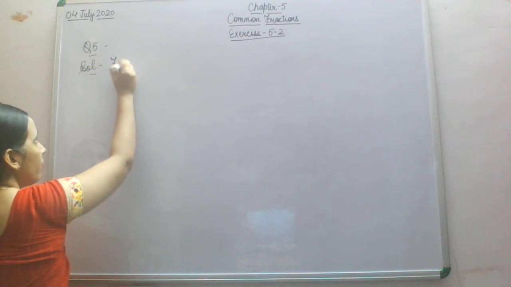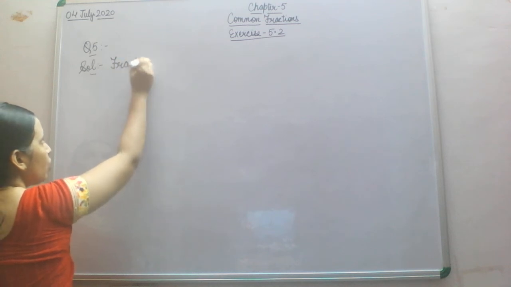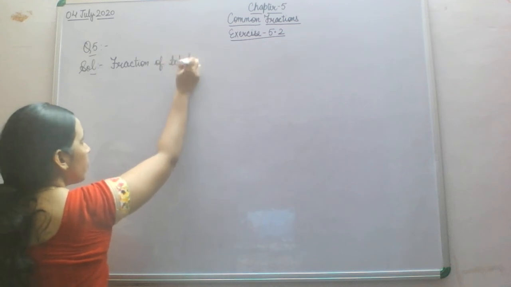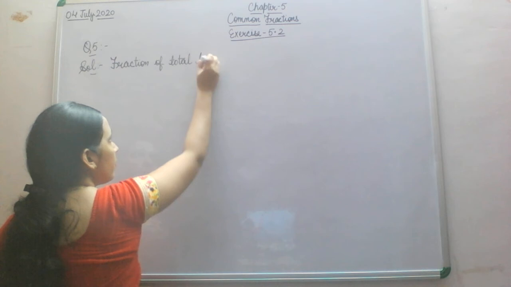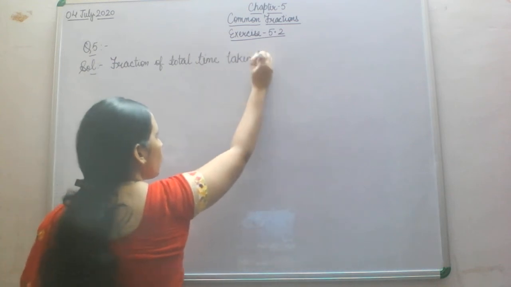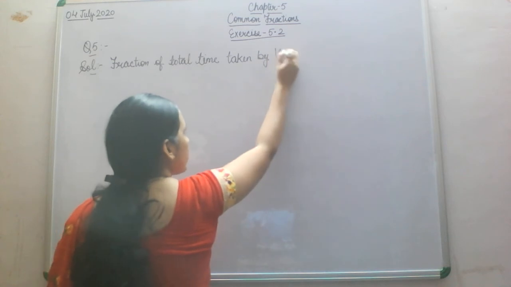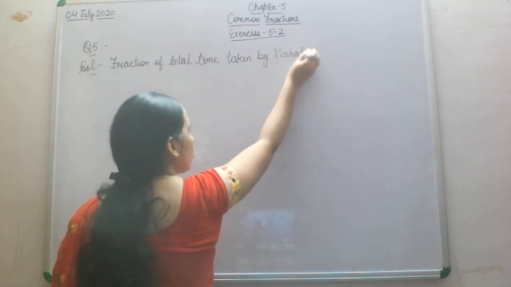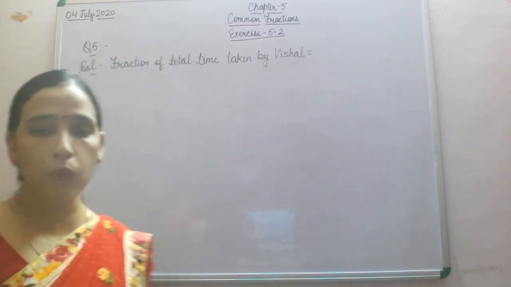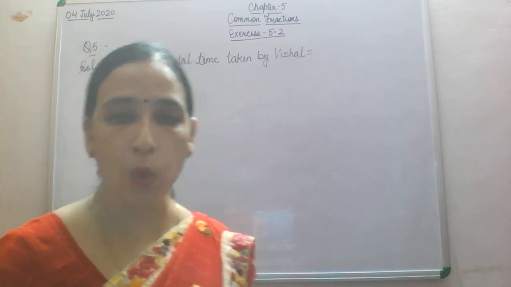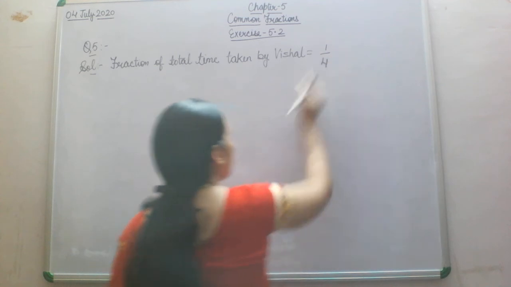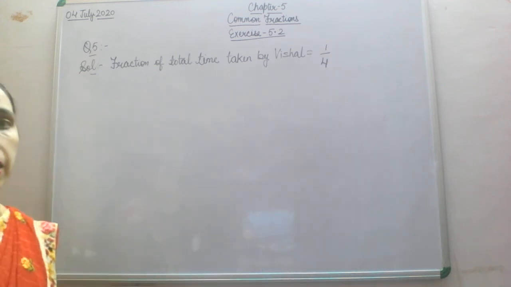Now, what will be the first statement? Fraction of total time taken by Vishal. What is the time or what will be the fraction of time taken by Vishal? That is 1 by 4. Similarly, we will write what will be the fraction of total time taken by Abdul.